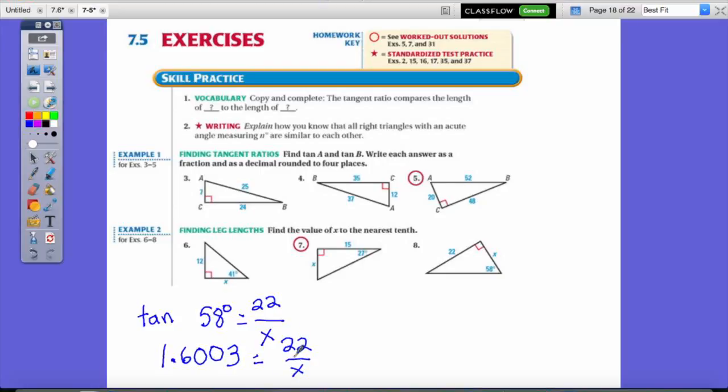Now, since I'm doing 22 divided by x, to get rid of that x, I have to move it to the other side by multiplying both sides by x. So 1.6003 x equals 22. And then I'm going to do 22 divided by 1.6003. I'm going to do that off camera here. 22 divided by 1.6003 gives me 13.7.